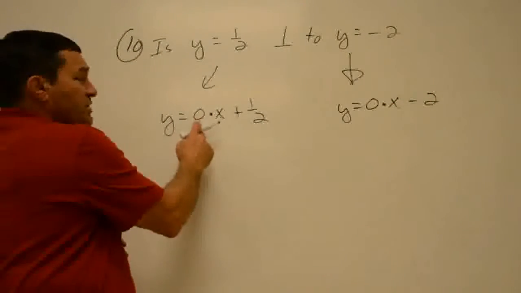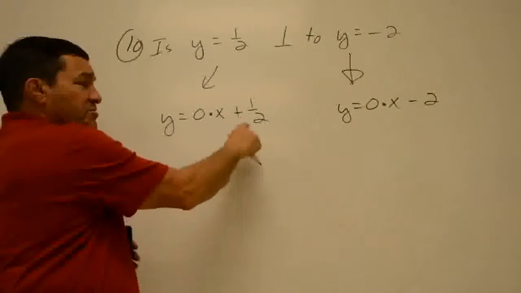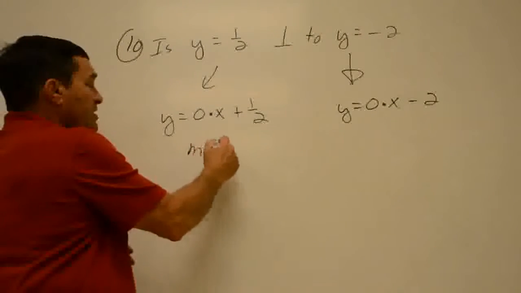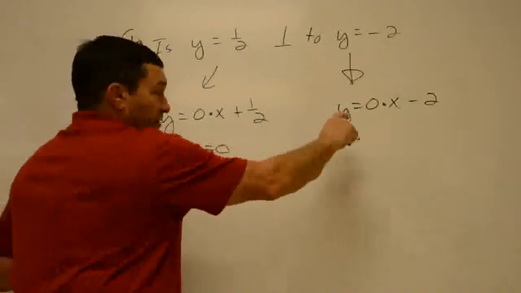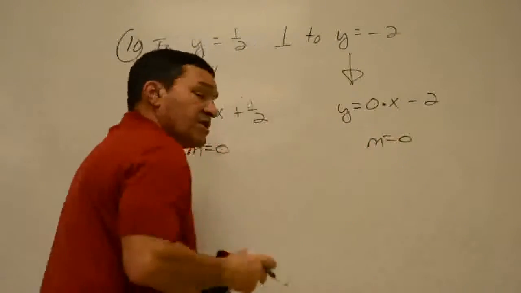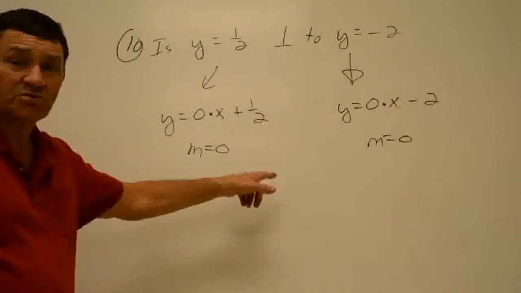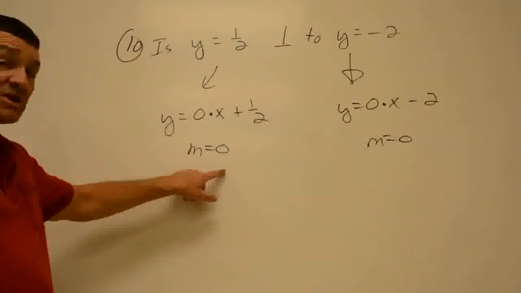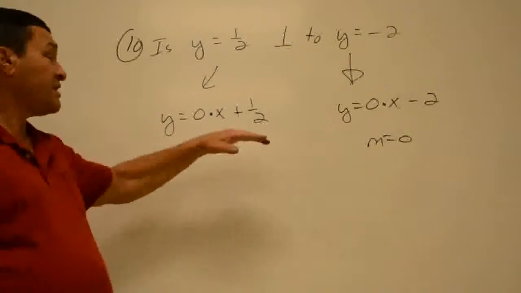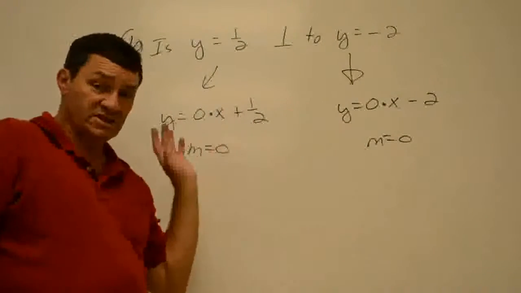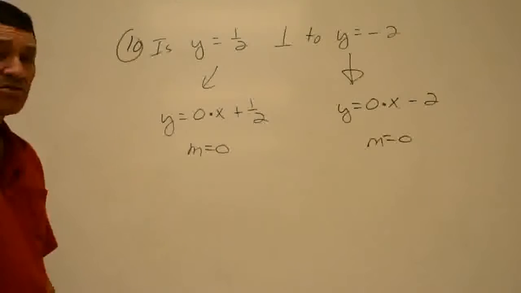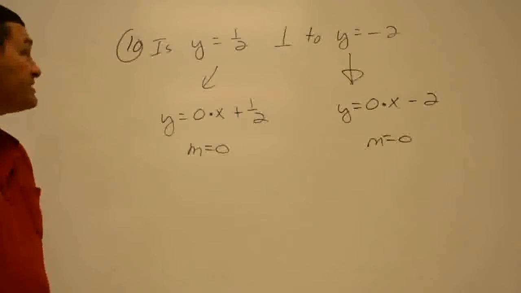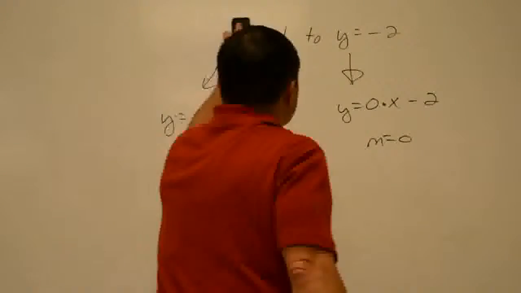But if I write this one this way, doesn't that look like mx plus b? So m is 0. Over here, m is 0. These two lines have the same slope, and therefore they're parallel. Also, the slope of every horizontal line is 0, and that's why all horizontal lines are parallel. Their slopes are all the same thing. They're all 0. Let's do one more, number 12.